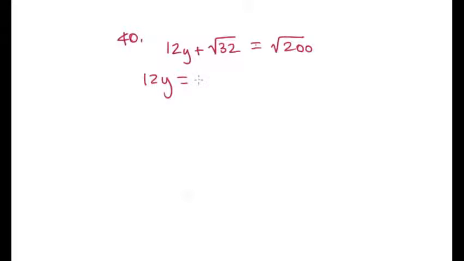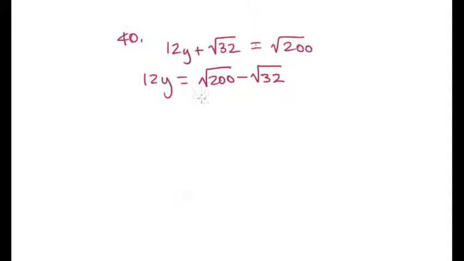Number 40 is on the other page. It's on page 98. They're telling us to solve and check each equation. 12y plus rad 32 is equal to rad 200. Okay, well, if we subtract rad 32, we now need to simplify this, obviously.